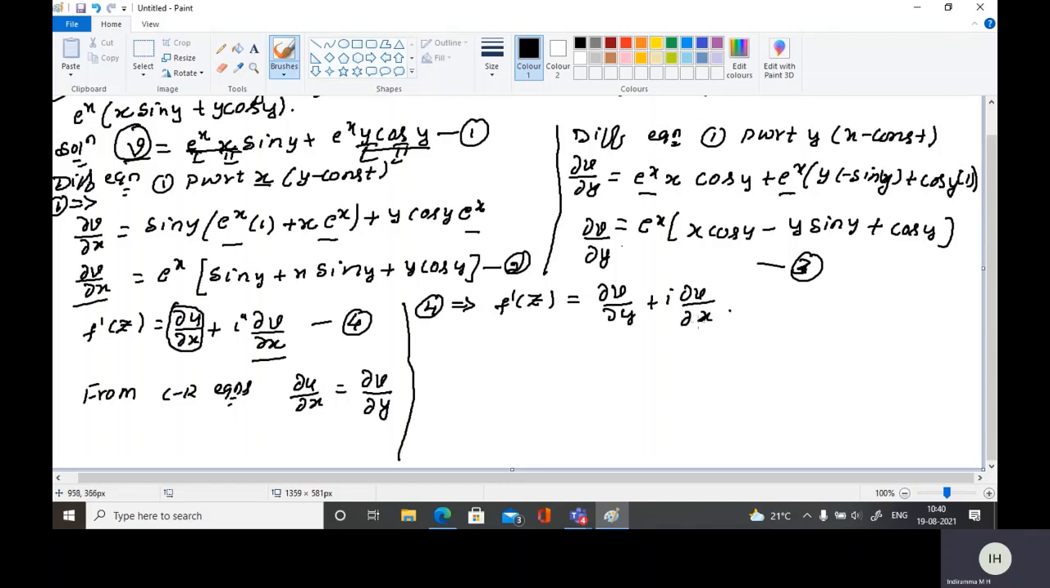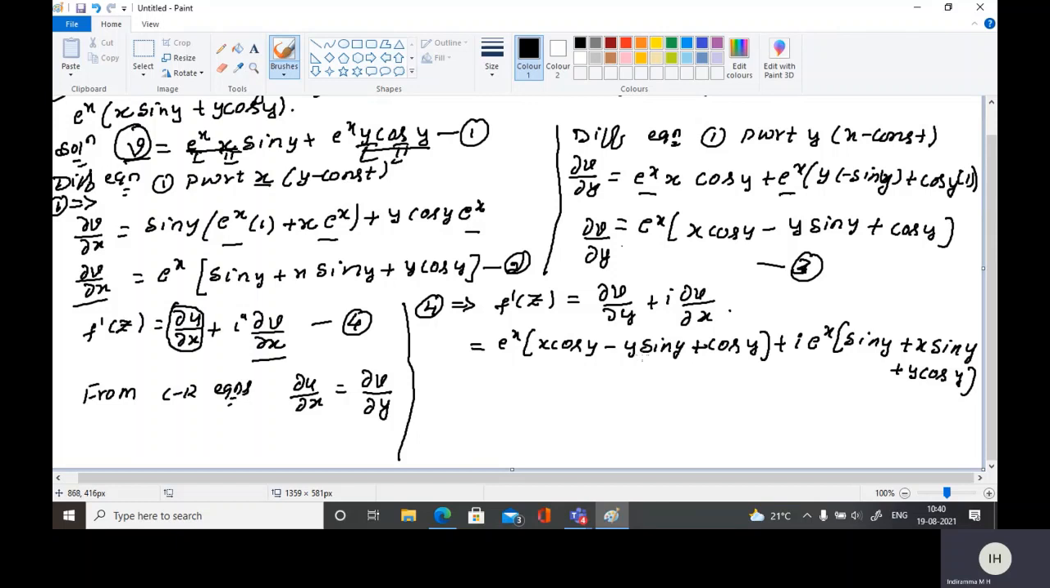Now substitute here. What is dou v by dou y? e power x into x cos y minus y sin y plus cos y, plus i into dou v by dou x as e power x into sin y plus x sin y plus y cos y. So the Milne-Thomson method says that in f dash of z we have to put x equal to z and y equal to 0.